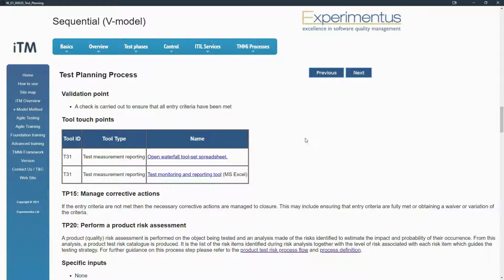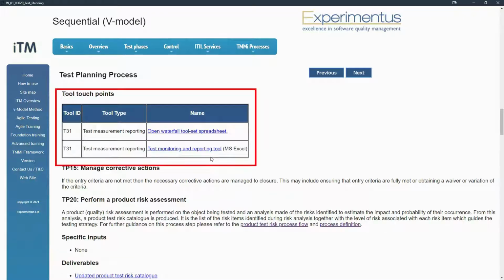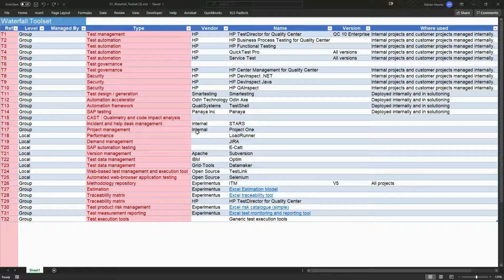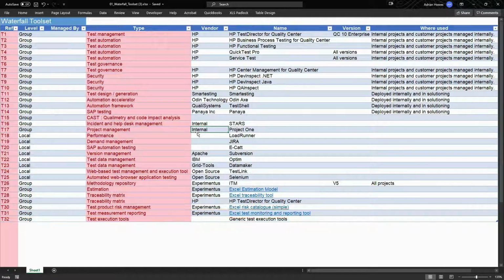Tool touch points are light blue rectangular boxes containing a reference to the tools used at this point in the process. Again, using TP10 as an example, selecting the tool touch point presents the list of tools from where either the full tool set list can be opened or the test monitoring and reporting tool itself. Selecting the Waterfall toolset spreadsheet displays the details of the test tools being used in the organization. T31 is listed as the test monitoring and reporting tool. The spreadsheet is configurable for the actual tools used by the organization.